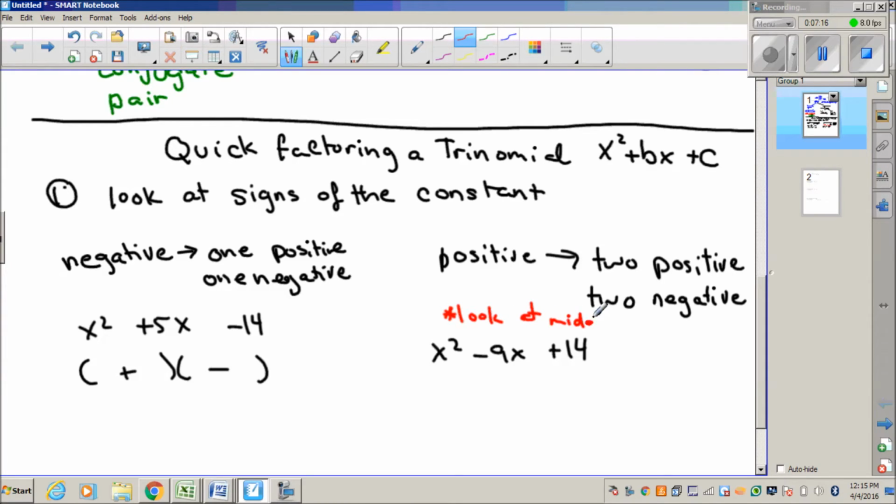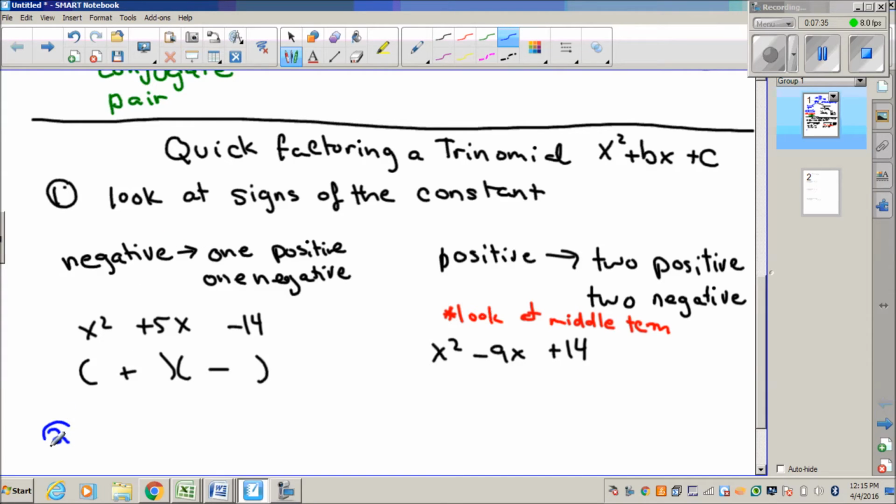And the sign of the middle term will tell you what you need. So in this case, I've got a positive 14, which means I've got two of the same sign, but my middle term is negative. So I know that those are going to be two negative signs. So first, you look at the signs of the constant.